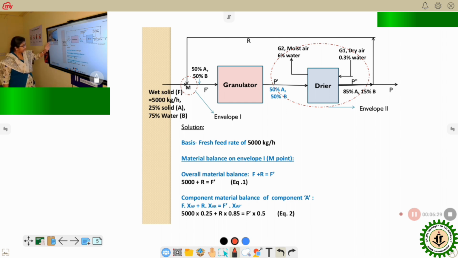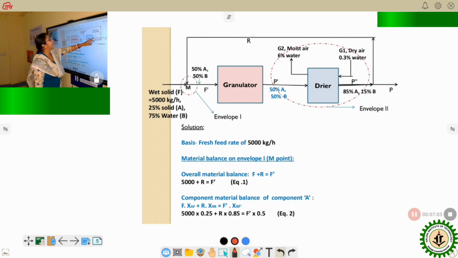What will be that? That is F into XAF plus R into XAR equals A dash into XAF dash. Now XAF, XAR, XAF dash are the weight fractions of A component in the F stream, in the R stream, and in the F dash stream. So when we put in all the known values, F is known, 0.25 weight fraction, and in the R stream it is 0.85.